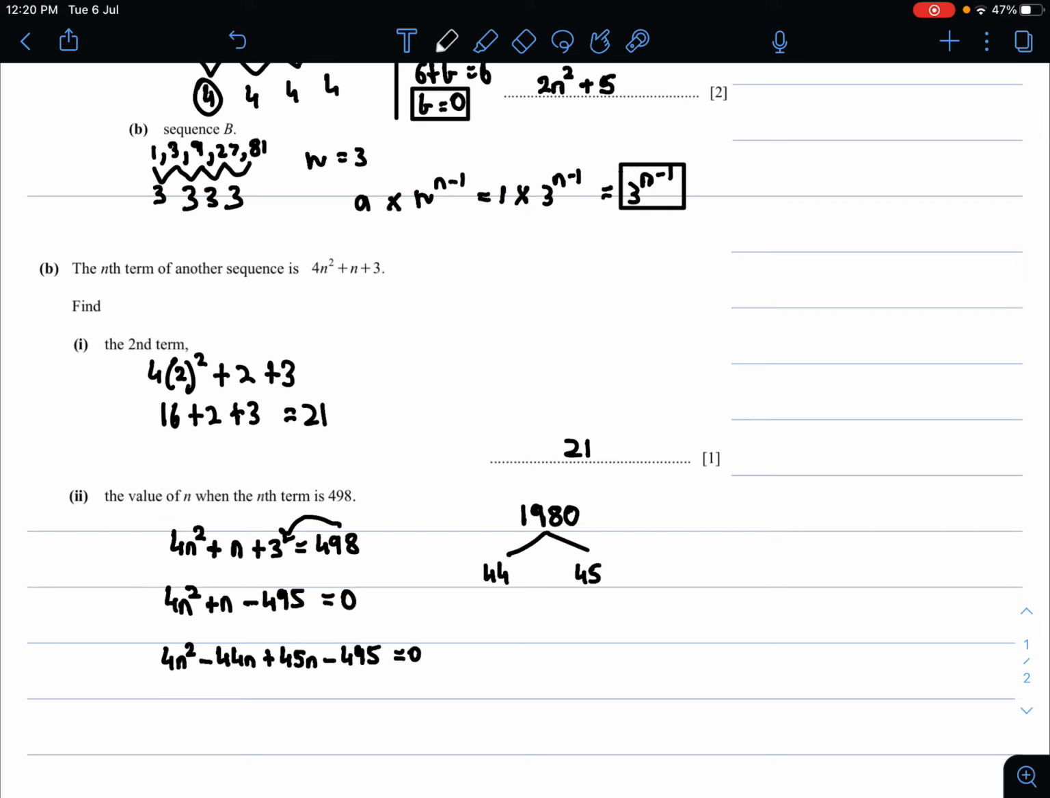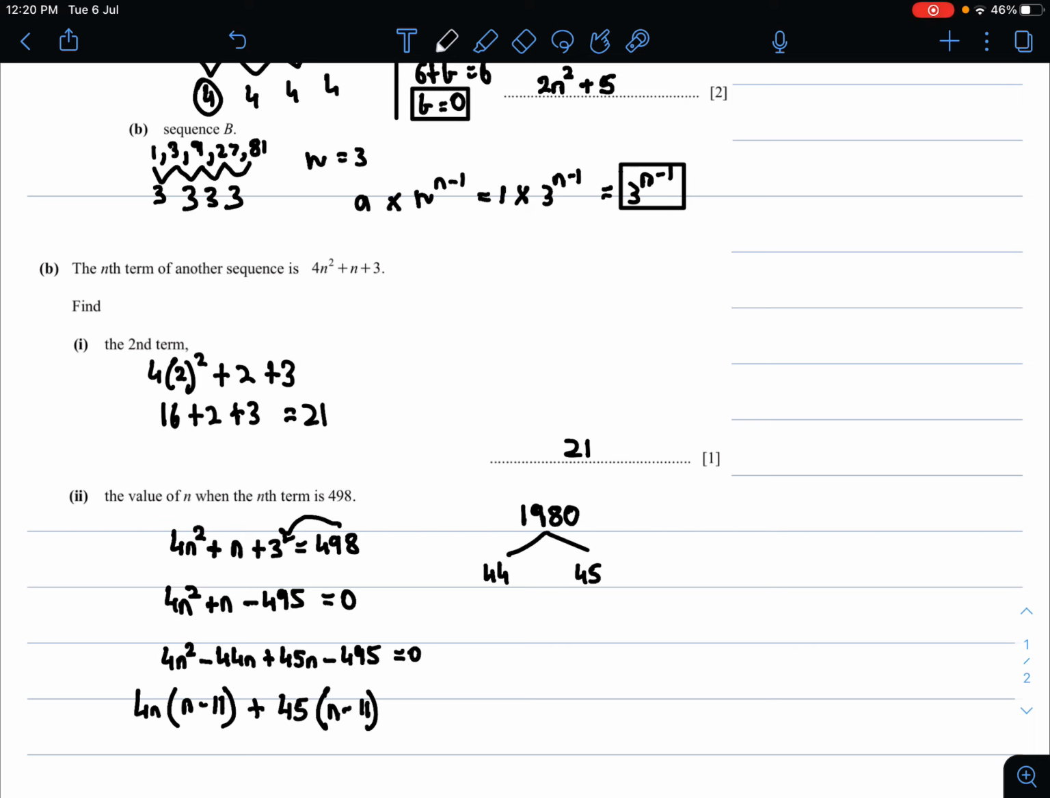Now all you need to do is factorize by grouping together two of the values. So we group together 4n square and minus 44n. Now the common term in there is, my bad, not 11n, 4n. So if we remove 4n common, we are left with n minus 11 plus, 495 divided by 45, if we remove 45 common, we are left with n minus 11 again.